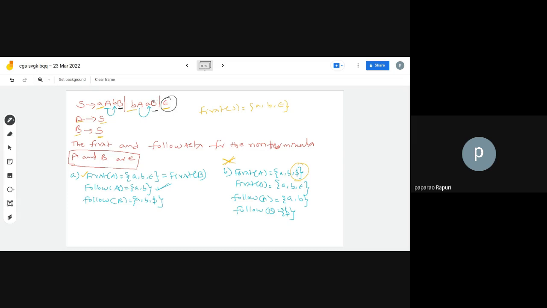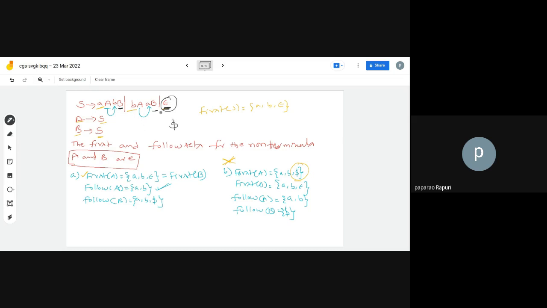We need to consider because B derives S. In B's place we can place S also. So S is producing epsilon. For those cases we need to find first of S followed by follow of S. In follow of S, what are we having? Dollar. And first of S.